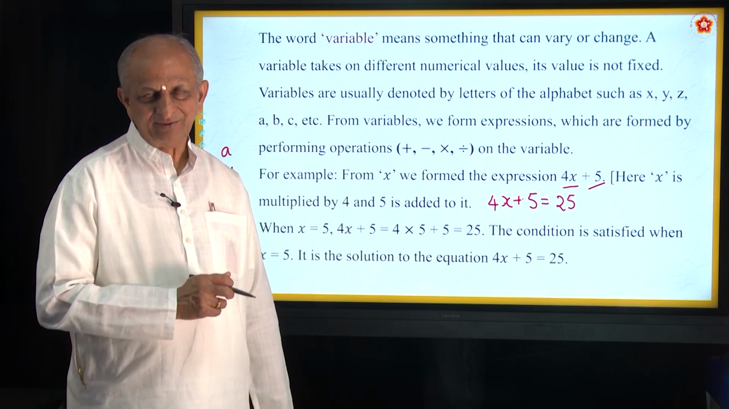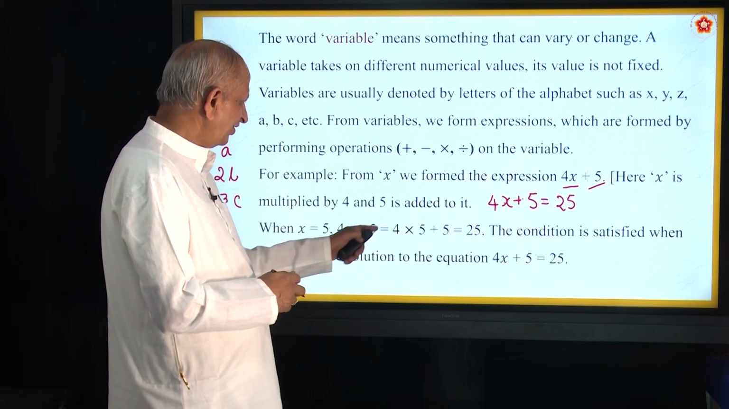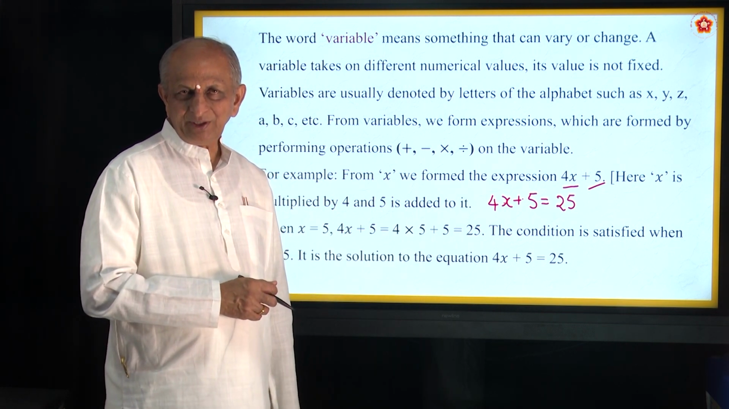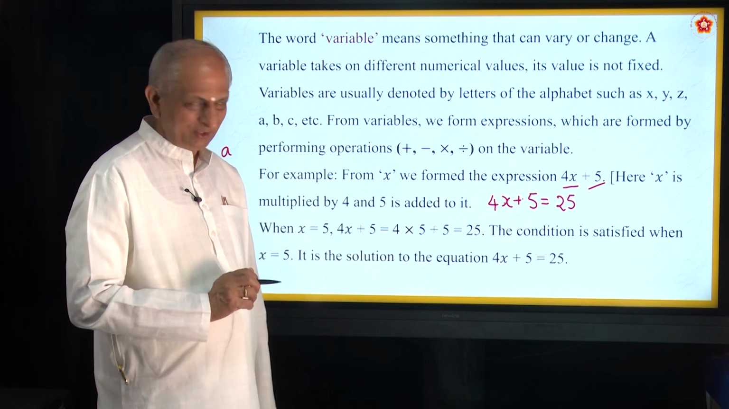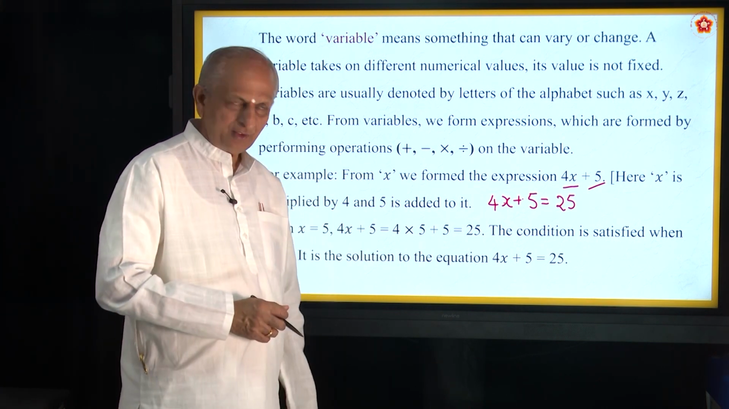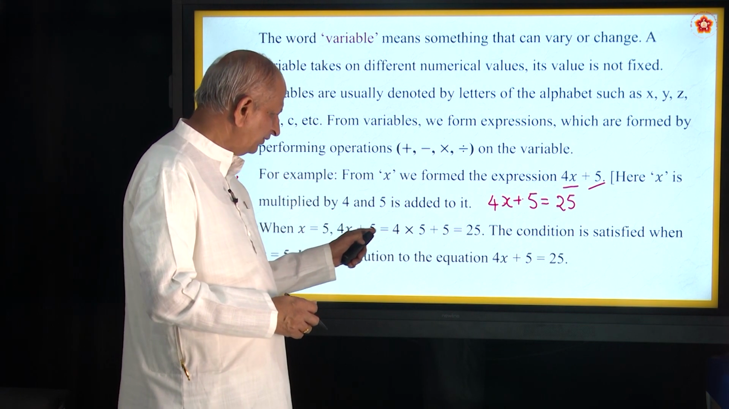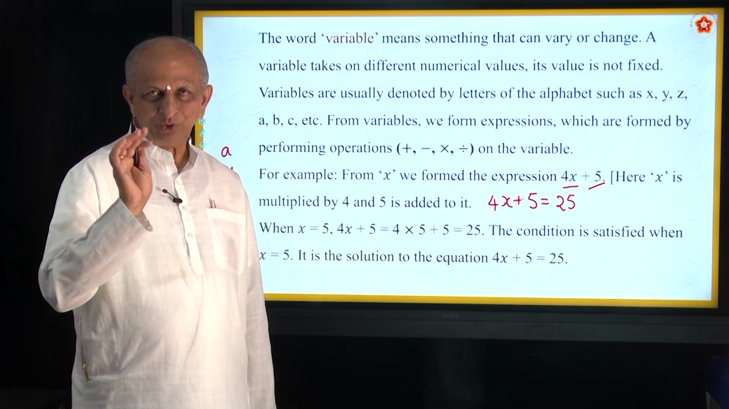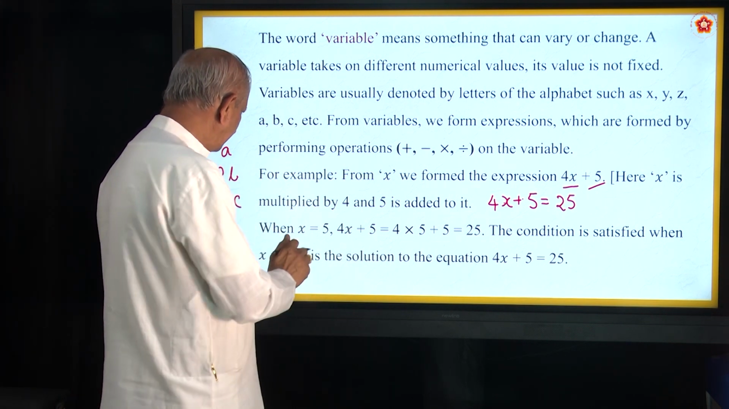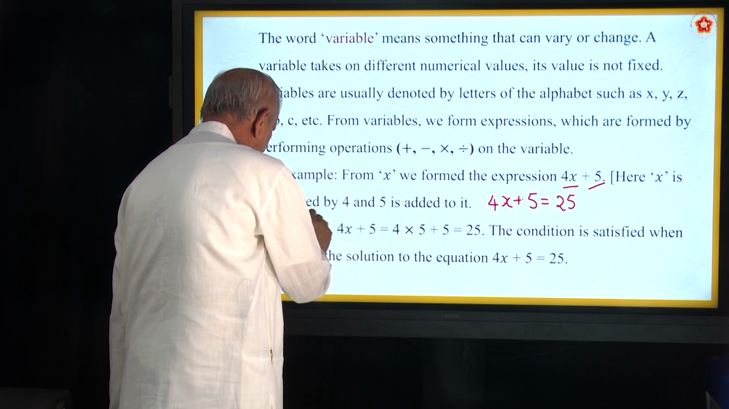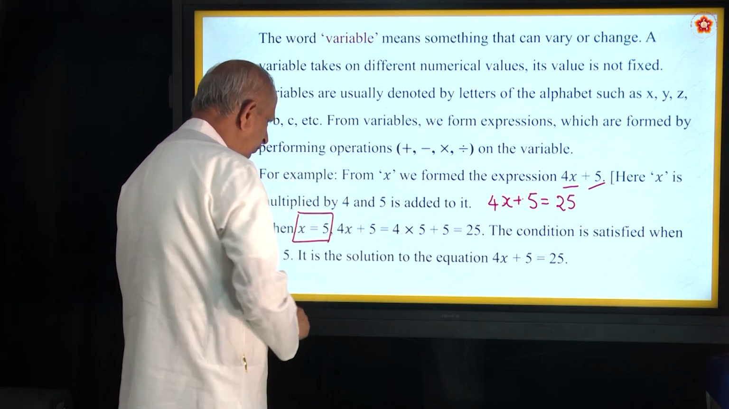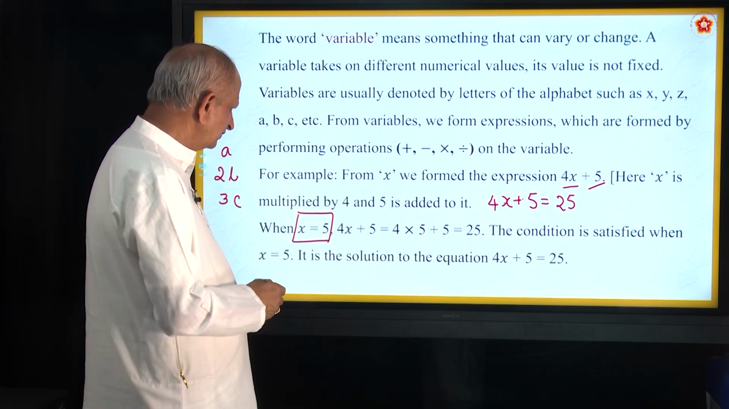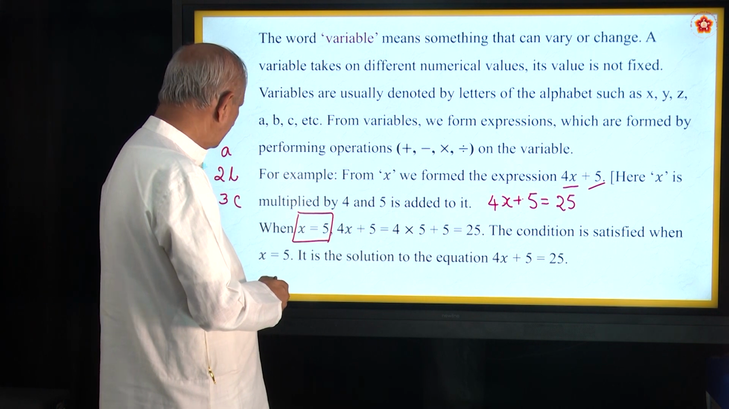Suppose you take 6, what happens? 4 into 6, 24 plus 5, it becomes 29. Will it hold good? No. Suppose you put x is equal to 10, 4 into 10 is 40 plus 5, you get 45. So, it will not hold good. So, only when x is equal to 5, you get the equation to hold good. So, what is it called? It is called the solution of the equation.